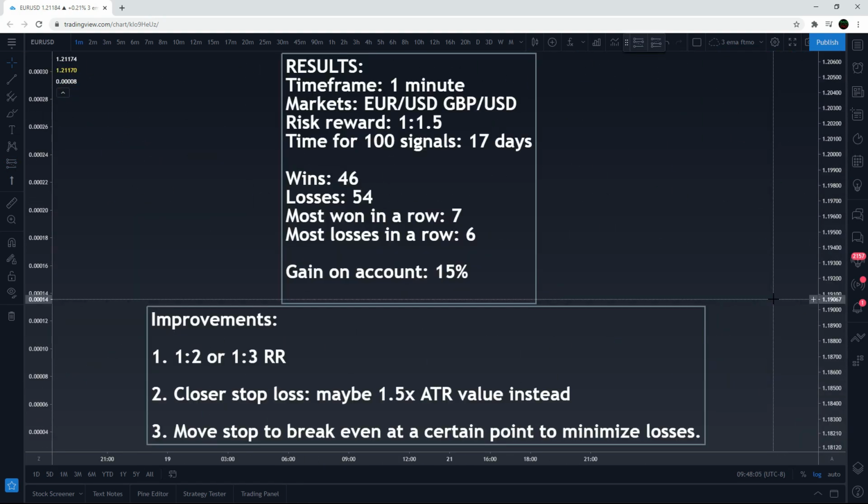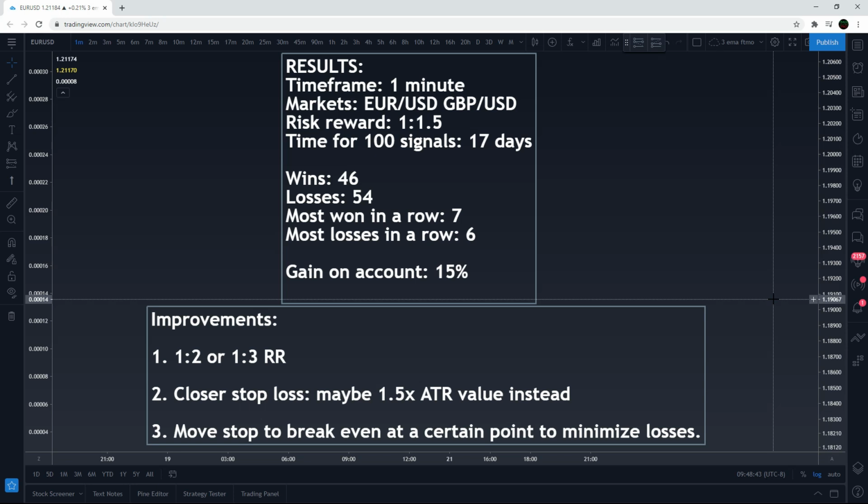All right, the results are in after the 100 tests, and they're not very good at all. So on the 1-minute time frame, it took 2 different pairs to find enough price data to test this on. So euro dollar and pound dollar. Obviously used a 1 to 1.5 risk reward ratio, and it took 17 days of price data to find the 100 signals. So there were 46 winners and 54 losses, which is not very good for a 1 to 1.5, considering you can get that same win rate with a 1 to 2 risk reward ratio easily. So yeah, I'm saying not a good strategy as it stands.